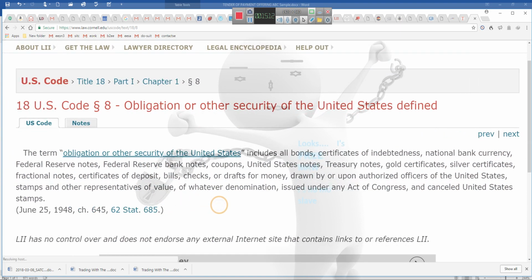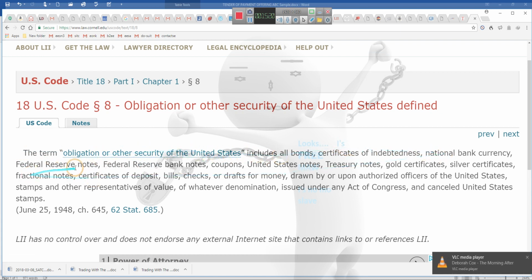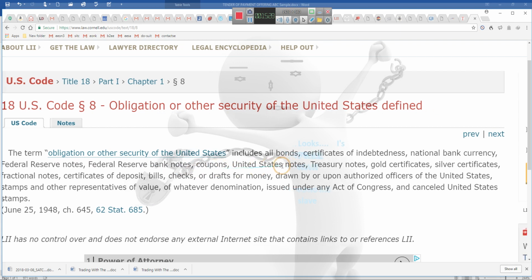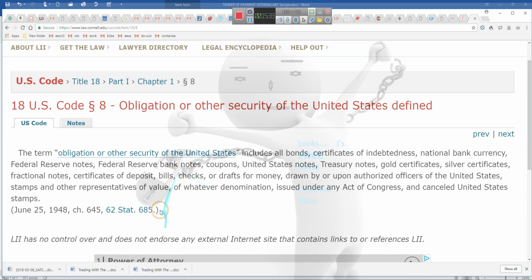The term obligation or other security of the United States includes all bonds, certificates of indebtedness, national banks, Federal Reserve notes, Federal Reserve bank notes, coupons, United States notes, treasury notes, gold certificates, silver certificates, fractional notes, certificates of deposit, bills. All of your bills, ladies and gentlemen, any check that you receive, any check that you write, these are all government obligations. No, because it says authorized by officers in the United States.